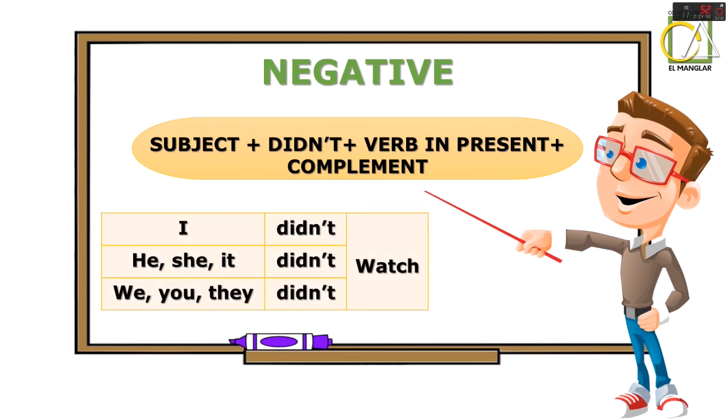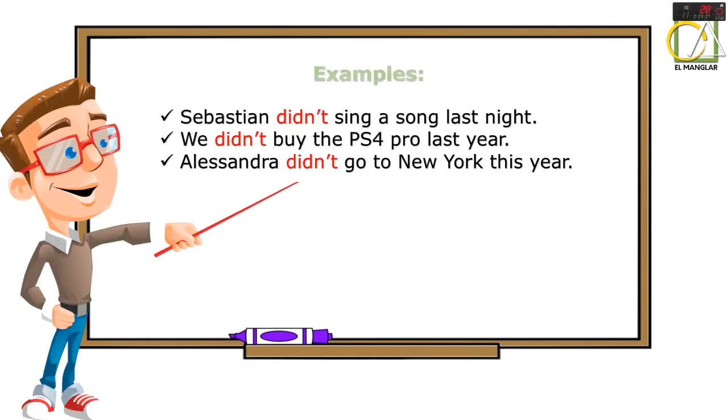In negative is the same. Subject, didn't, verb in present, and complement. The same examples that affirmative. Sebastian didn't sing a song last night. We didn't buy the PS4 Pro last year. Alessandra didn't go to New York this year.